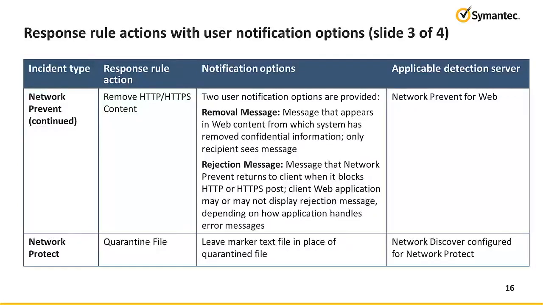The rejection message is a message that network prevent returns to a client when it blocks an HTTP or HTTPS post. The client web application may or may not display the rejection message, depending on how the application handles error messages. For network protect incidents, you also have the option of doing a quarantine file action, where you leave a marker text file in place of the quarantine file. And as before, the text you specify for the marker file will explain to the user why the original file was quarantined and where it can now be found.